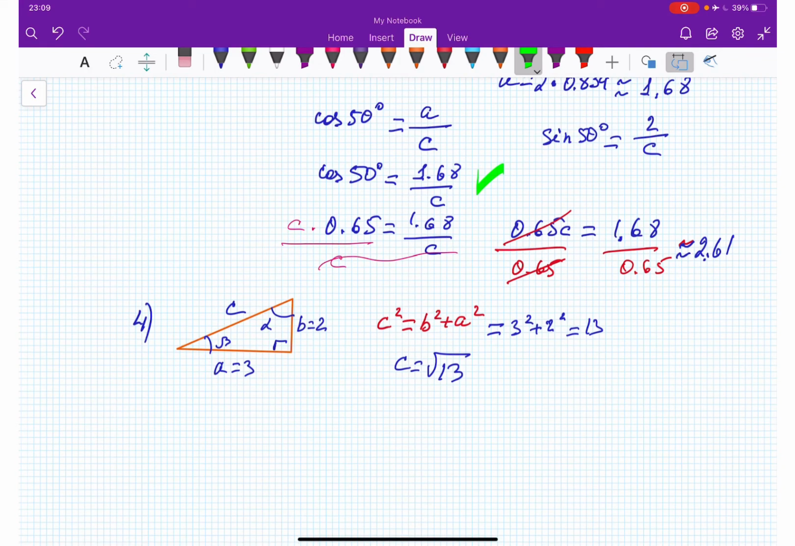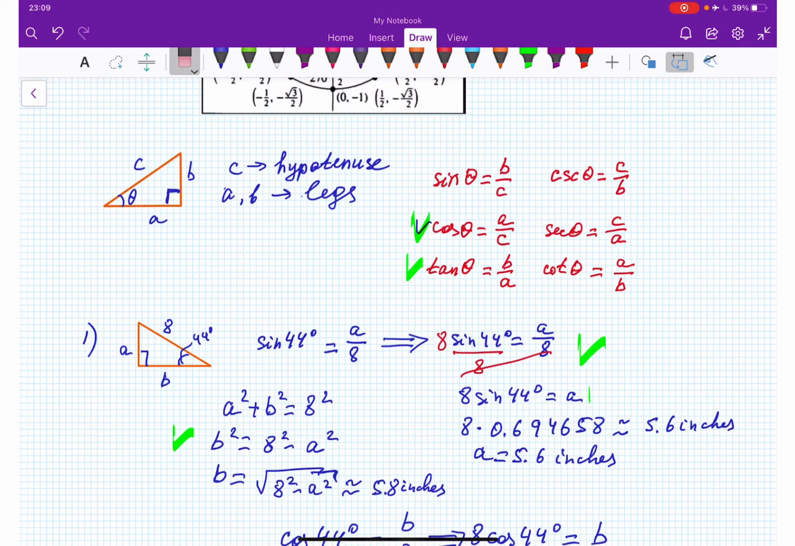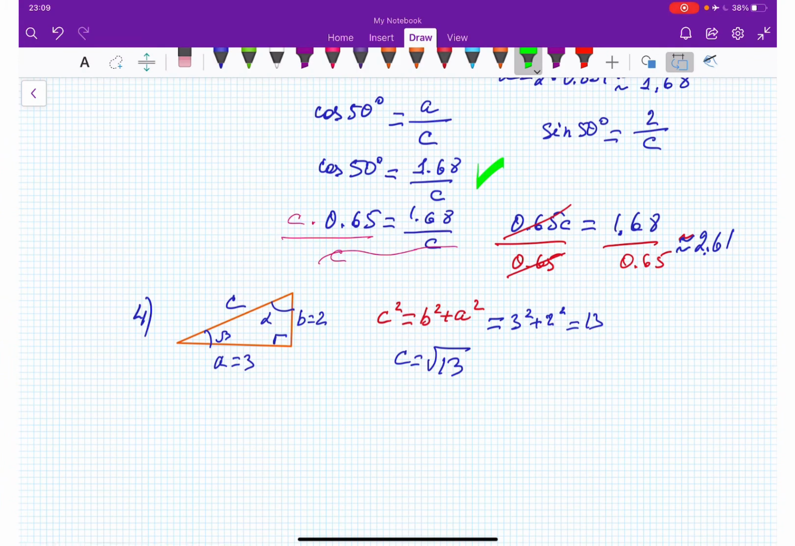So what do we have left to use? The 2 legs. Which trigonometric function uses the 2 legs? Of course, tangent, or cotangent. Either tangent or cotangent using the 2 legs, A and B. All right, let's use it. So we have tangent alpha, which is equal to the opposite leg, which is 3, over the adjacent leg, which is 2.